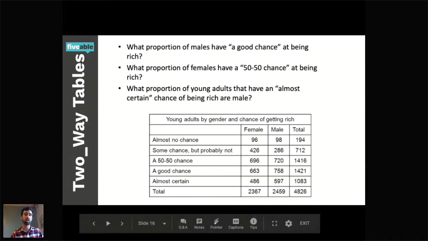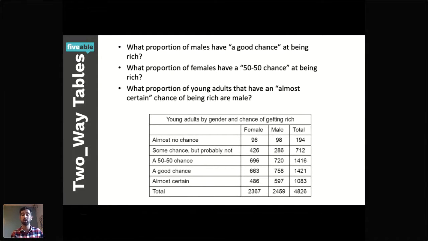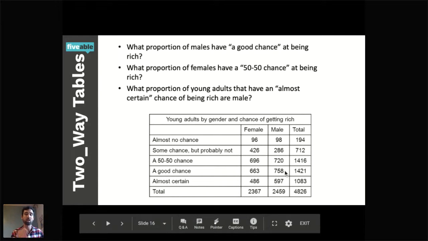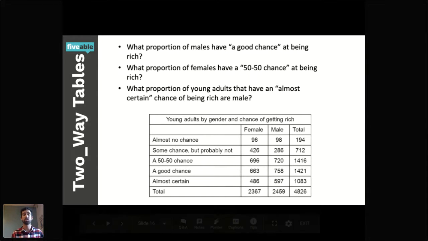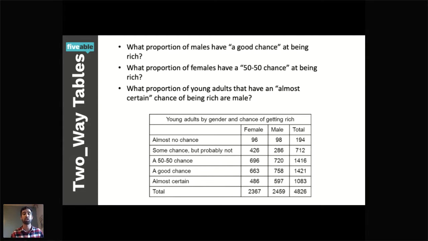Of those 2,459 students, how many of them have a good chance? So again, we're excluding the females right now, and we're looking only at the men and the good chance of being chosen. So it looks like 758 out of 2,459 is the proportion of males that have a good chance at being rich. Another AP tip, you do not have to reduce that number in order to get full credit on the exam. So if they're asking for that on the exam, you can just give that number. Don't waste your time reducing it. It's just going to eat into the time.